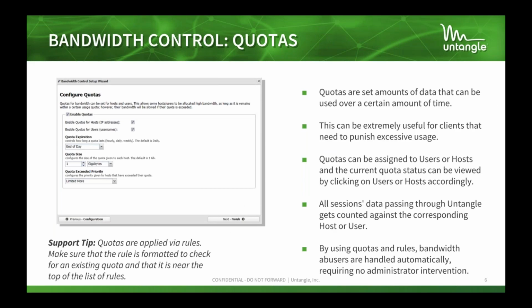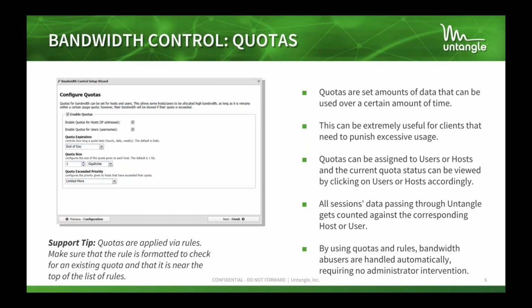Bandwidth control offers quotas as well. I'll show you how this looks when we set it up in my server. But quotas are really handy. They're just set amounts of data that can be used over a certain amount of time, whether it's daily, weekly, monthly. You can see in my example there, we're saying you get a gigabyte of data every day. And if you exceed that, then we throttle you. You're limited more.